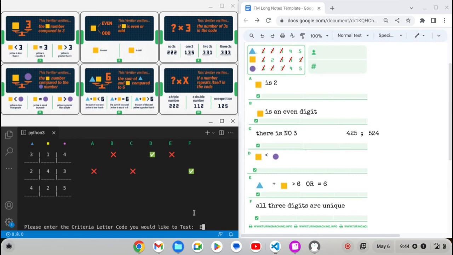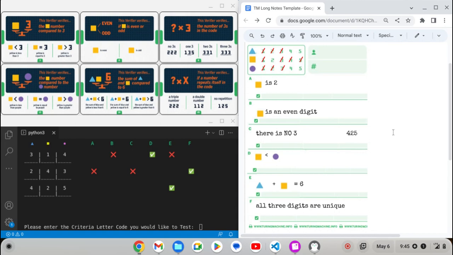So E. That is correct. The sum is 6, so that means it's not greater than 6. I can get rid of this. The Turing Machine confirms that the sum is 6. Since I chose 4 2, that's equal to 6. So the sum is 6, and that means it can't be 5 2 4.